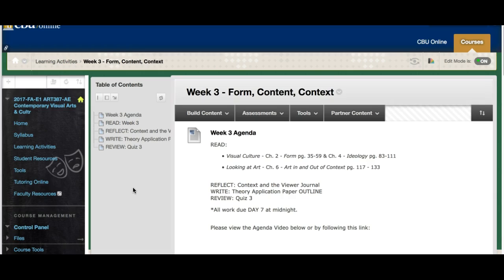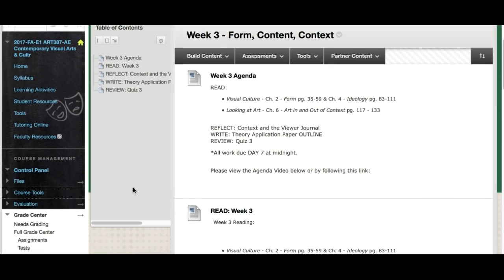So moving on, we're talking about form, content, and context this week. So in your reading, we are doing chapter 2 and 4 of Visual Culture. This is probably the heaviest reading week you have. So just dive into it, with courage.